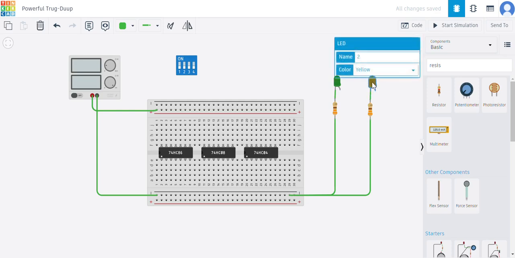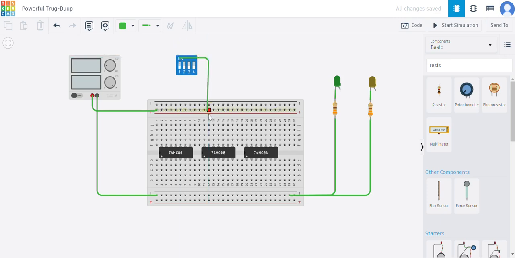And now for this half subtractor, we are using only two inputs, so we need only two switches. So we will give power to only two of the switches, 1 and 2. We can rearrange the wires to make the circuit look neat.